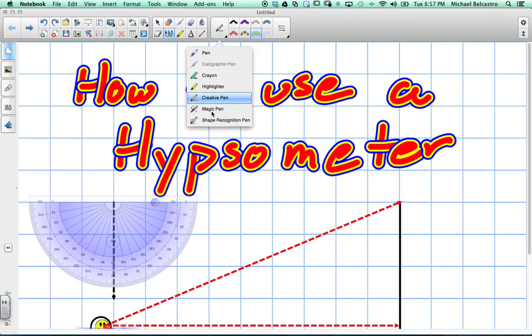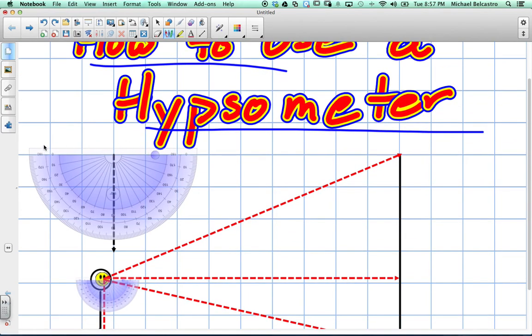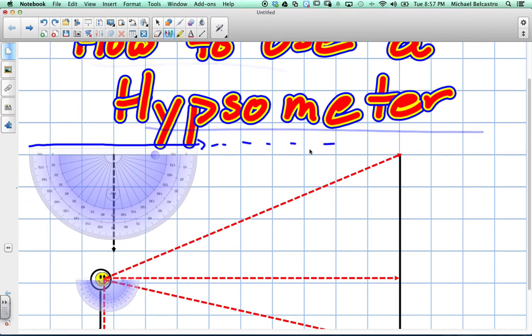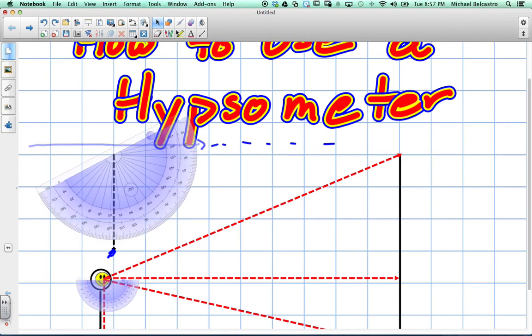Alright, we're going to be looking at how to use a hypsometer. This is a device we built in class. It's a protractor and there's a straw here that we look out. And we have a weight down here. When we use the object, this turns and we're able to figure out our new angles, this being the obtuse angle, this being an acute angle.